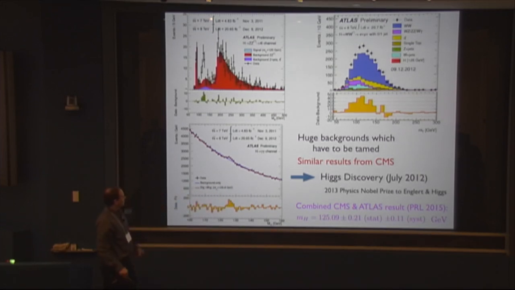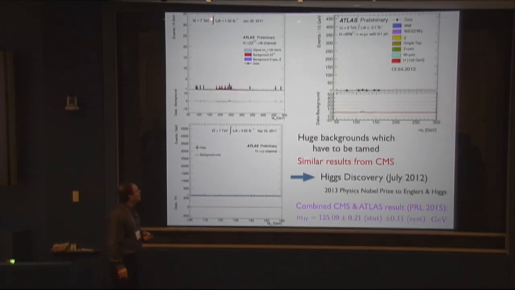In order to talk about what has happened since the discovery, I can quote to you the latest result that they have for the Higgs mass. The Higgs mass is now known extremely precisely. It's 125 times the mass of the proton, with very small uncertainties, both statistical and systematic. Okay, so that's the type of physics that I'm interested in.